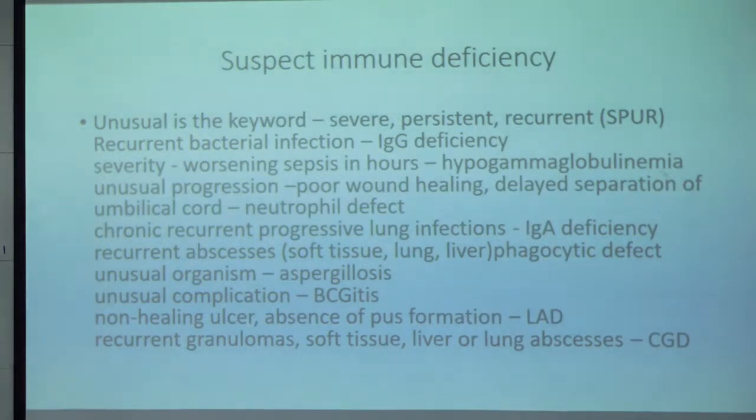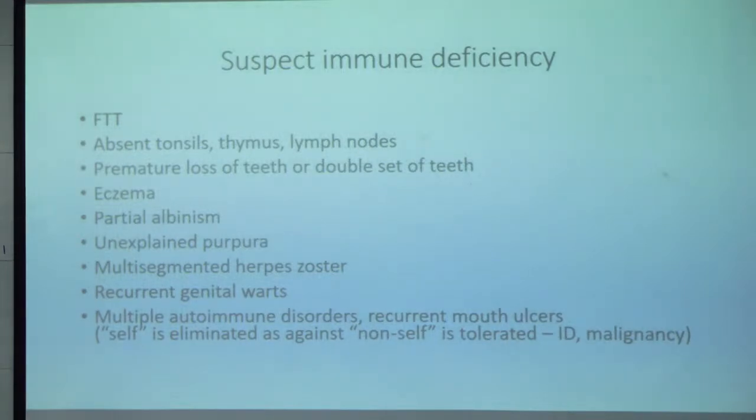Now, these are the ways we start suspecting, but the word unusual, and every time you argue or write an answer, you say unusual is the key word. And whatever happens unusual is likely to be that. Now, of course, if somebody has just failure to thrive, you don't know what it is. If tonsil, thymus, lymph nodes are absent, that's one clue. You have a premature loss of teeth or sometimes a double set of teeth. For example, hyper IgE with a double set of teeth. How simple examination can give you a probable final diagnosis, not always true.